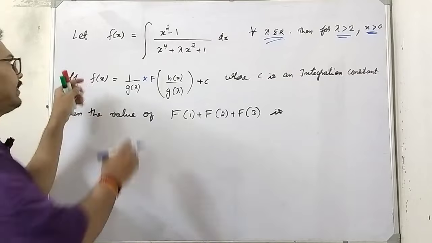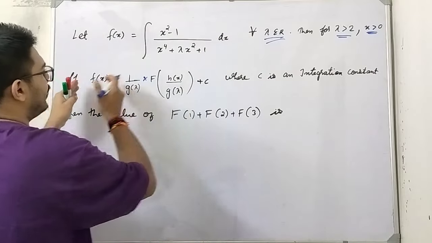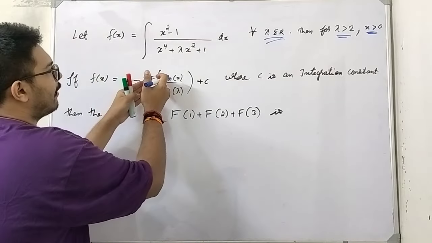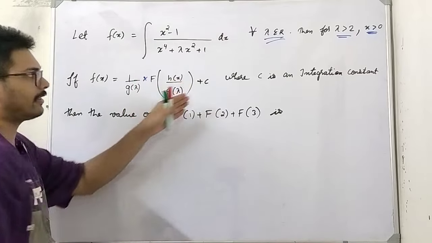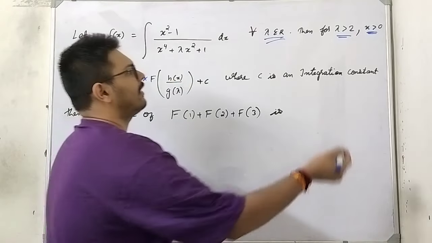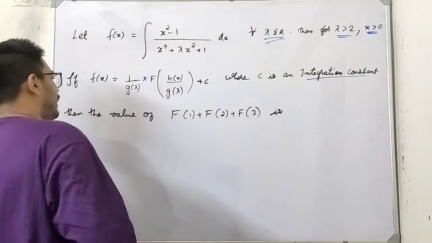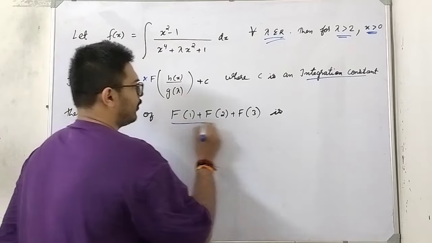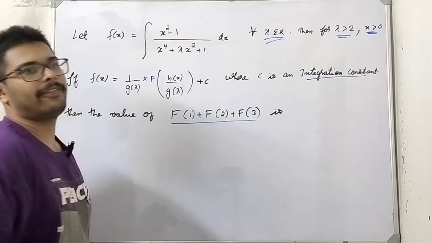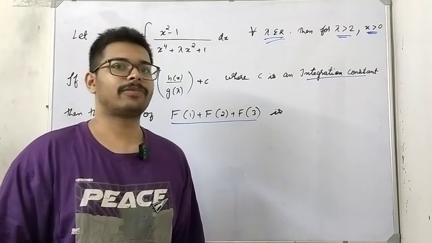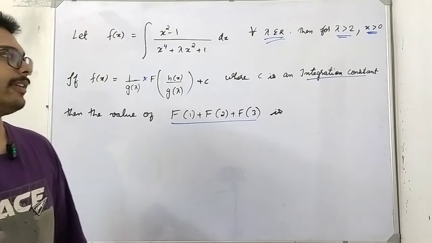It is given that this integral value f of x is equal to 1 by lambda into F of h of x divided by g of x plus c, where c is an integration constant. Then the value of f of 1 plus f of 2 plus f of 3, which means first we need to find the value of capital F. We need to find the function capital F.